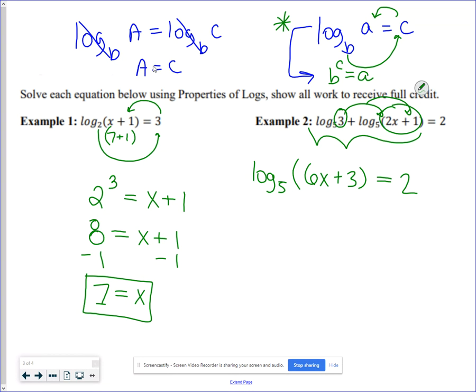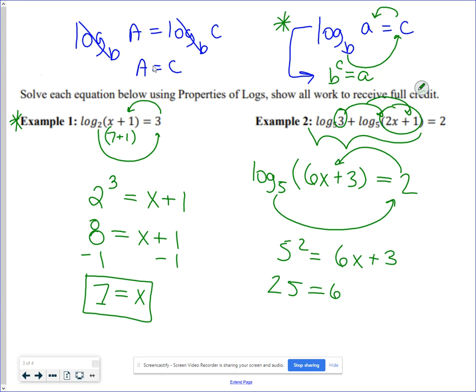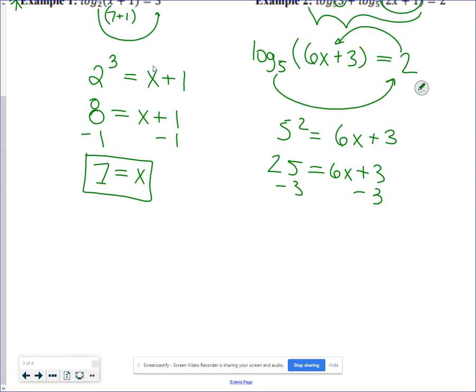So now, it's just like example 1. So you start with your base, which is 5. So you go 5 to the second power is equal to 6x plus 3. And then 5 to the second power is 25. So we have 25 is equal to 6x plus 3. Subtract 3 from both sides and you get 22 is equal to 6x. Divide by 6. 6 doesn't go into 22 evenly, but reduce your fraction if you can. So we get 22 over 6, so I can divide those both by 2 to end up with 11 thirds.